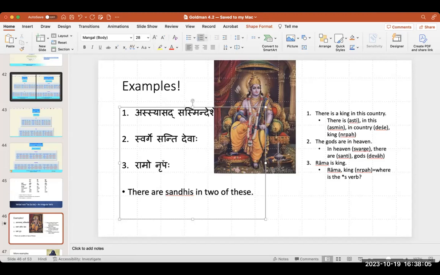Now, you can also see this asti or as verb drop. So you get Ramas nripaha, but you have the sandhi before the voiced nasal becomes an o. Ramo nripa, that's saying Rama is king, but there's an is that's in there.